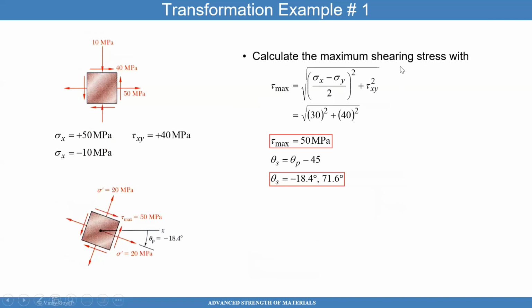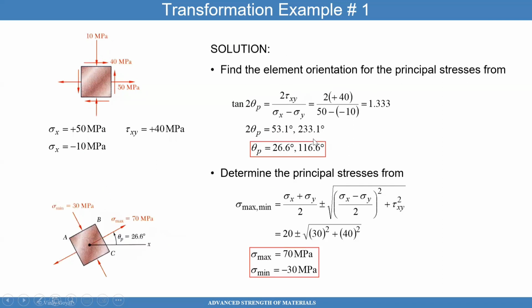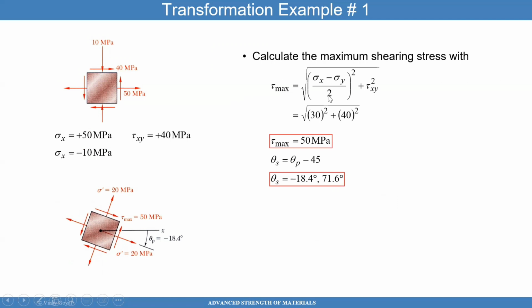To calculate the maximum shear stress, I plug in the values again, and I get 30 squared plus 40 squared, and that's 50. Notice that if I calculated this already, I can just use that. This right here is tau maximum. So I already did that, that's 50. So that's the maximum value that you get, which is 50. You can see it here.